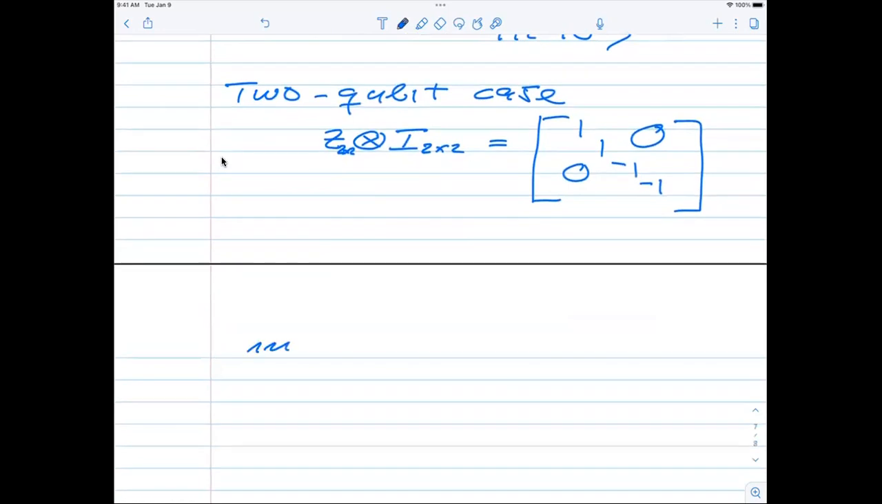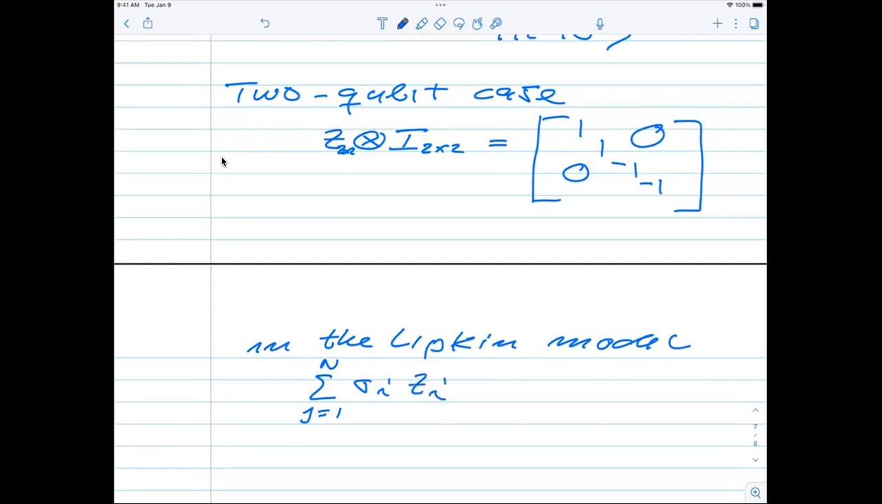So in the Lipkin Hamiltonian, there is a part which is proportional to a sum that runs over all the particles which we have. And then it has a sigma of I, which is just a quantum number that can be plus minus a half. And this contains now the Pauli Z matrix, Z of I. And that acts only on 1 qubit at a time.